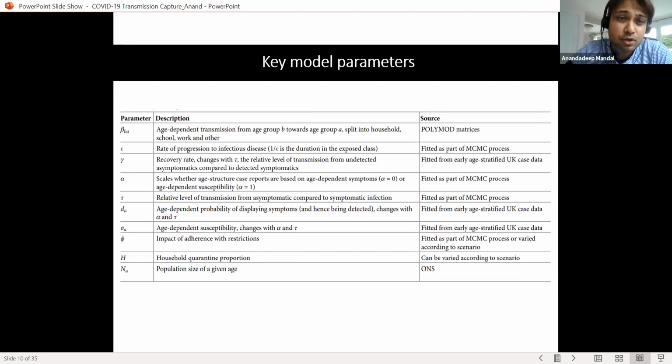So epsilon, so E is the rate of progression of the disease. Gamma is the recovery rate. Then we have alpha, where we have age dependent symptoms. So younger age groups might have lesser symptoms, visible symptoms or detectable symptoms than the older ones. Then we have tau. Tau is a relative rate of transmission of a symptomatic person and an asymptomatic person.